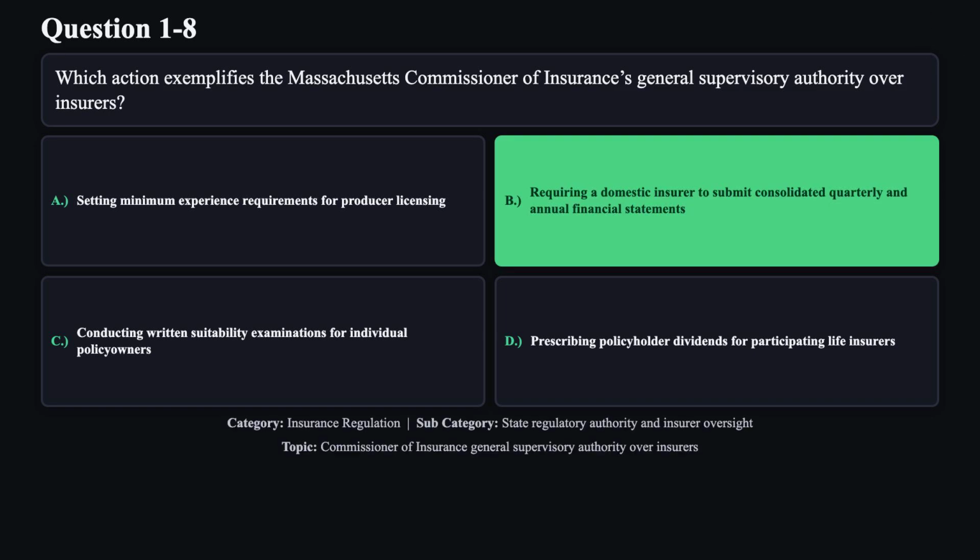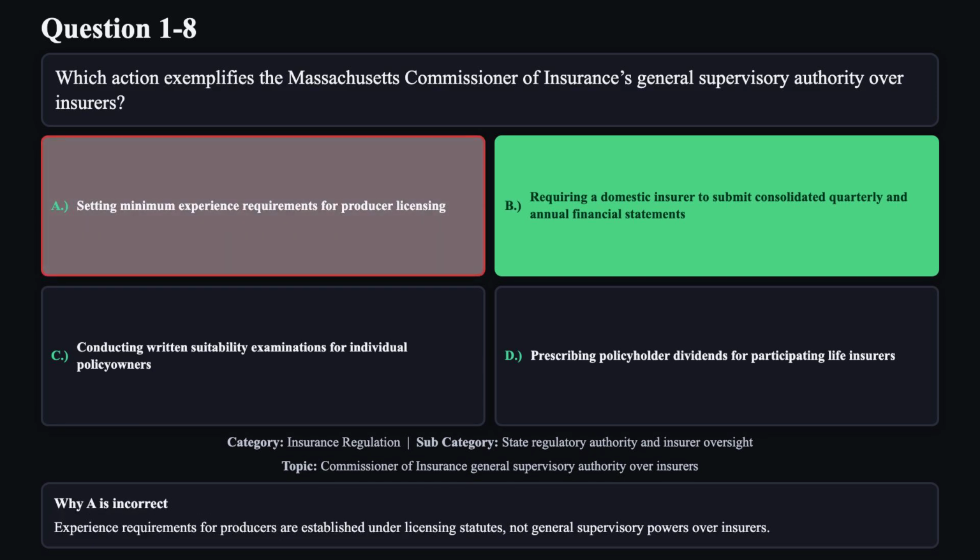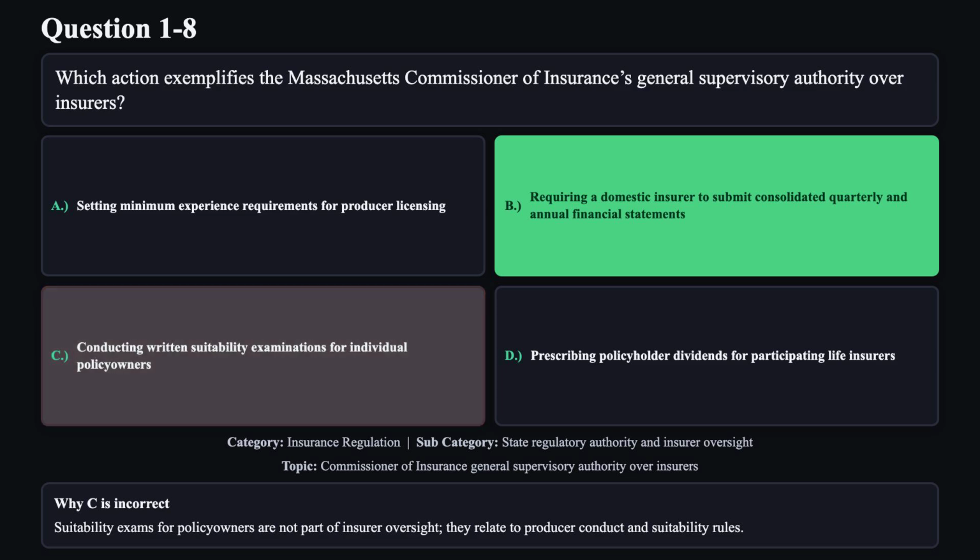The correct answer is B. The Commissioner's general supervisory authority includes requiring insurers to file financial reports. Licensing standards, individual policy owner exams, and dividend prescriptions fall under separate statutory provisions and do not reflect general supervisory authority. Reason A is not correct. Experience requirements for producers are established under licensing statutes, not general supervisory powers over insurers.